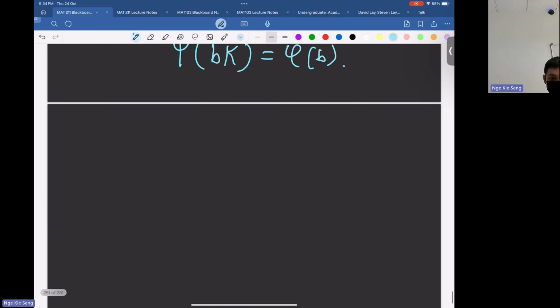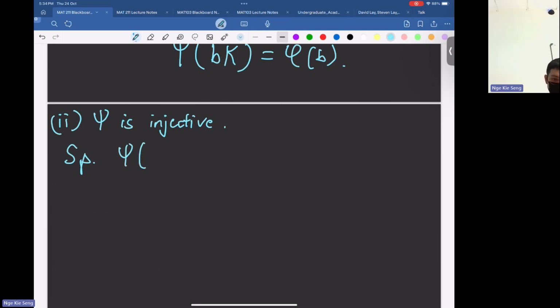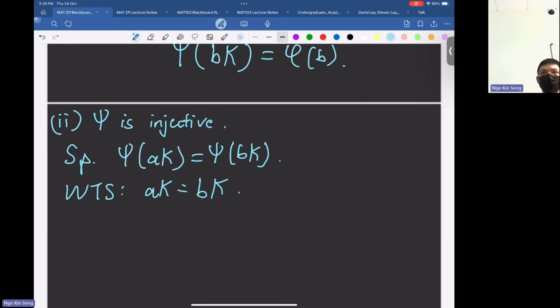All right. How about injective? What's the definition of injective? It's the converse of well-defined. So we want to show that psi is injective. Suppose psi of AK equals psi of BK. What do we want to show? We want to show that AK equals BK. But by definition, psi of AK equals psi of BK is just phi of A equals phi of B.